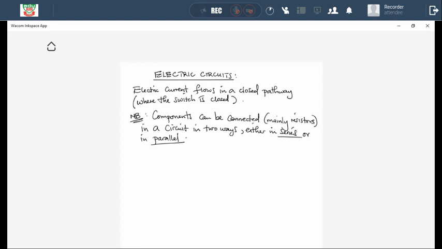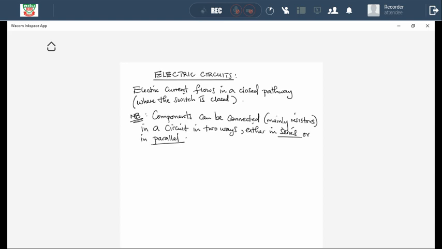So if the resistors are connected in series, or one after the other, that is a series circuit. And if they are connected side by side, it means that is a parallel circuit. So we are going to look at each type of circuit in detail. But for now, I just want to preempt the lesson and bring to your attention that we have got two types of circuits.